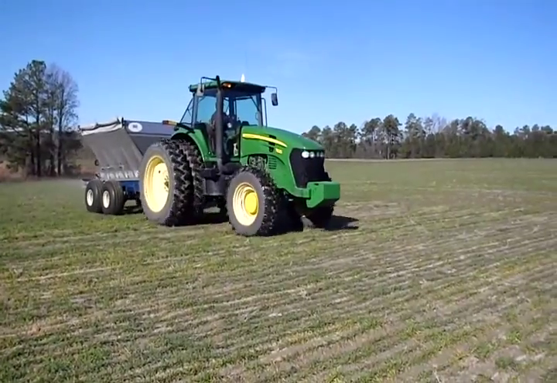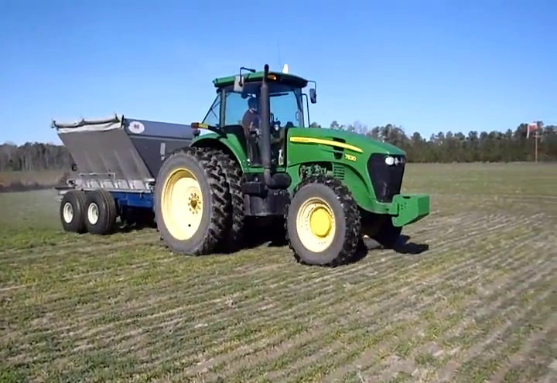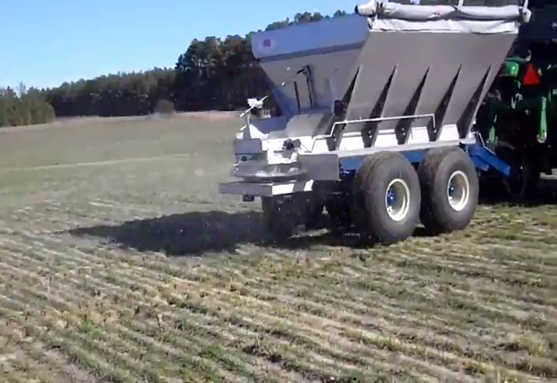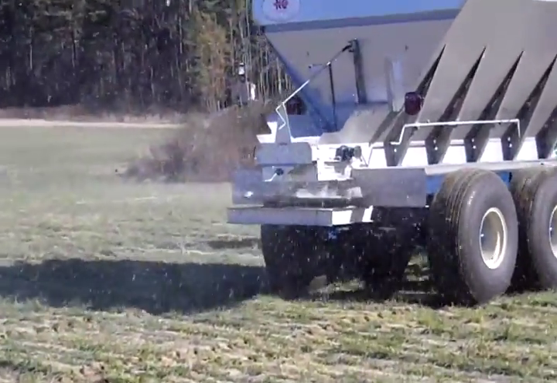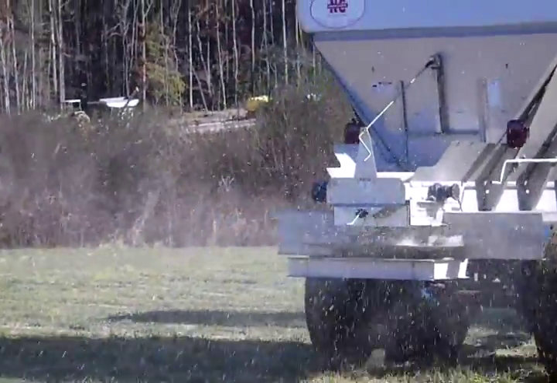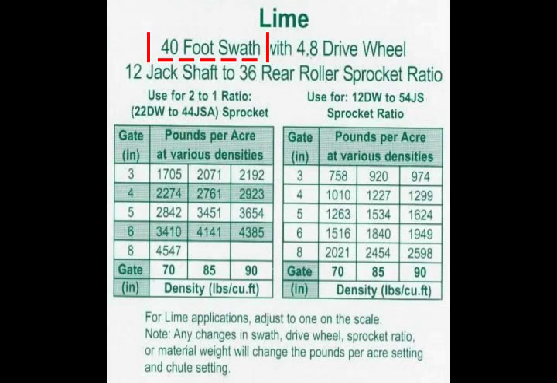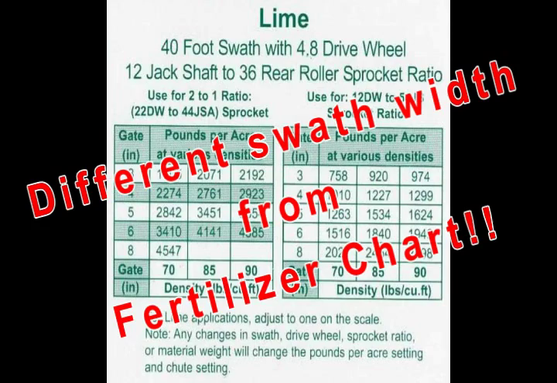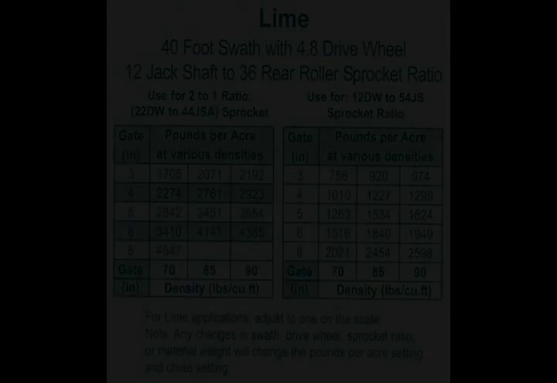It has been our experience that lime doesn't break out clean, it always drops down. You may need to add 1/4 to 1/2 inch to your gate setting. Swath or product density adjustments for lime are calculated just as they were for our fertilizer charts.